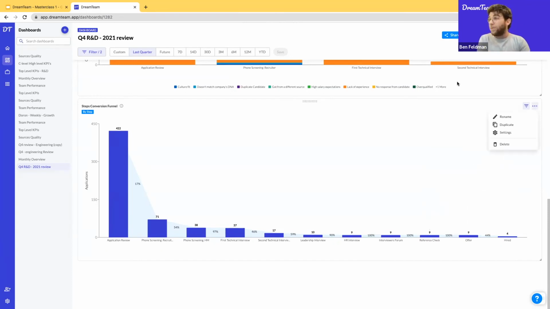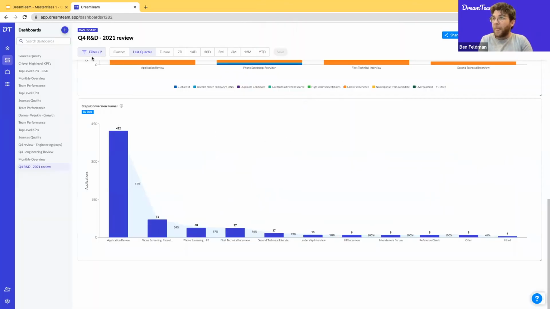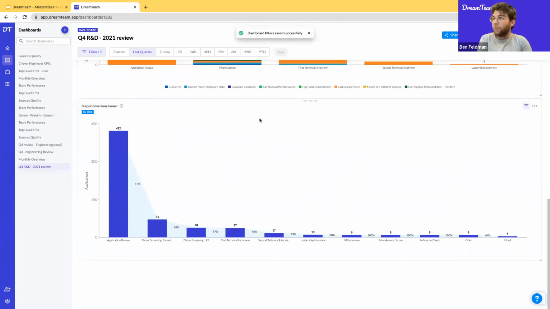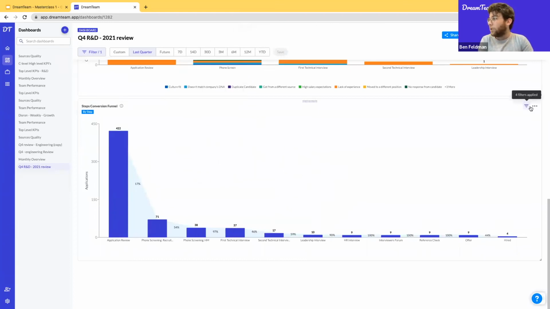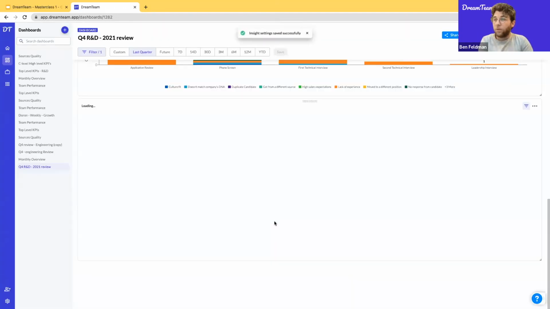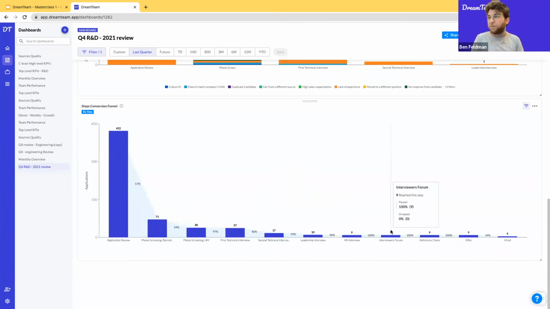You can also, specifically for the step conversion funnel, and it's coming to other insights soon, pick, right? You can say, I'm looking at multiple jobs. So you see, what did I remove here? Okay, yeah. So I'm looking at multiple jobs, but I still want to see it by step. And what we can do is ensure that we're still looking at step, even though we're looking at multiple jobs. That's going to come to a lot of the other features soon, but it's relatively new, so I wanted to show that off.